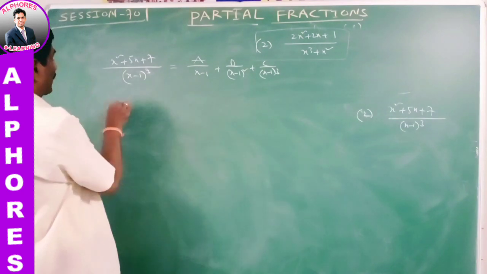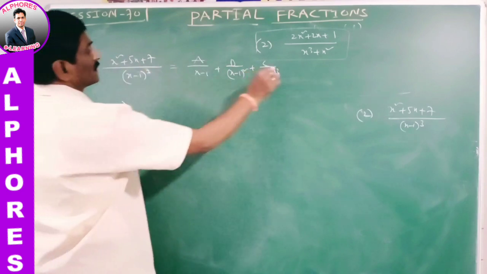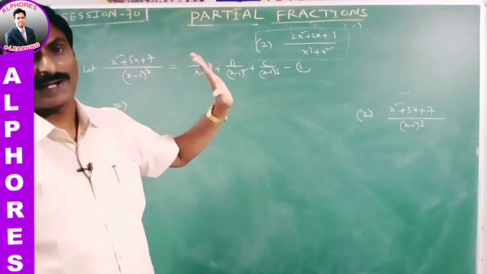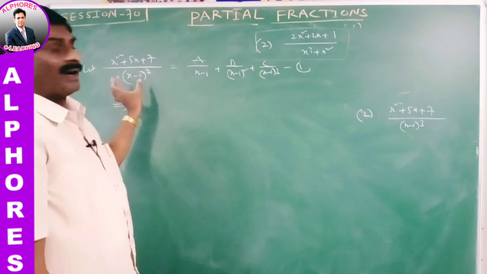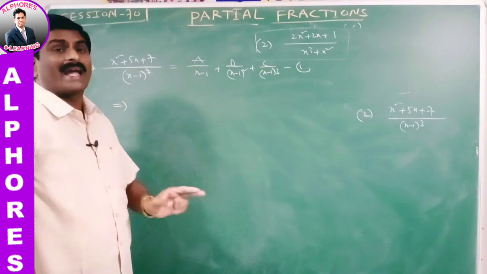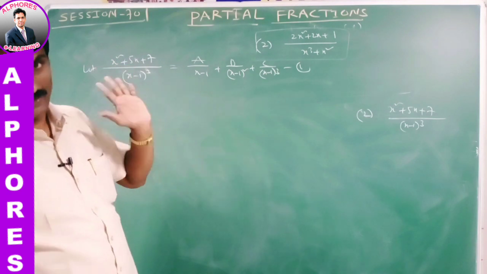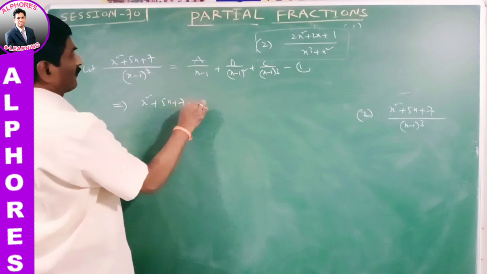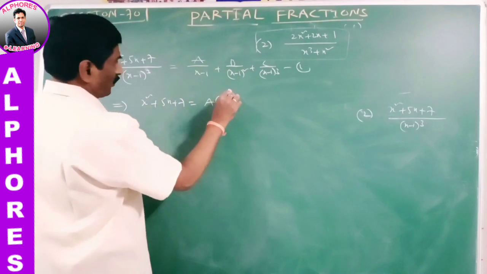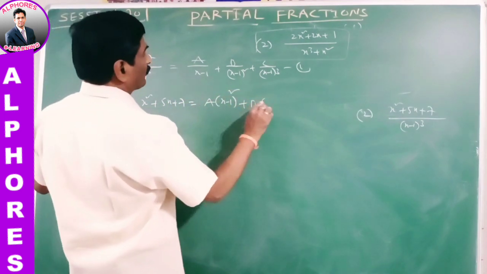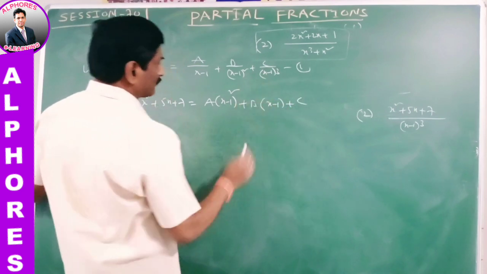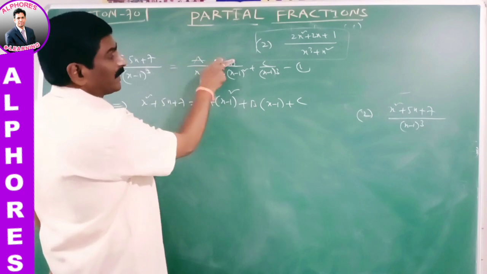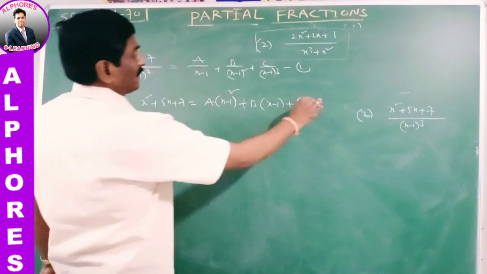After equating the numerators, we get, say this is equation 1: (x square plus 5x plus 7) by (x minus 1) whole cube is equal to this value. Any doubt in this value? Here it is a repeated linear factor of order 3, so we get 3 factors. After equating the numerators, x square plus 5x plus 7 is equal to a of (x minus 1) whole square plus b of (x minus 1) plus c. LCM is (x minus 1) whole cube. Okay, it is equation number 2.